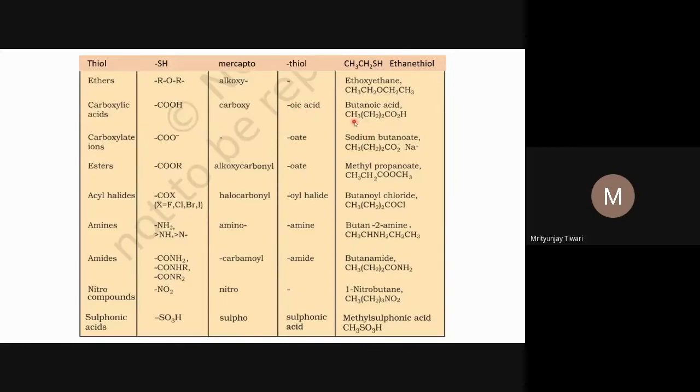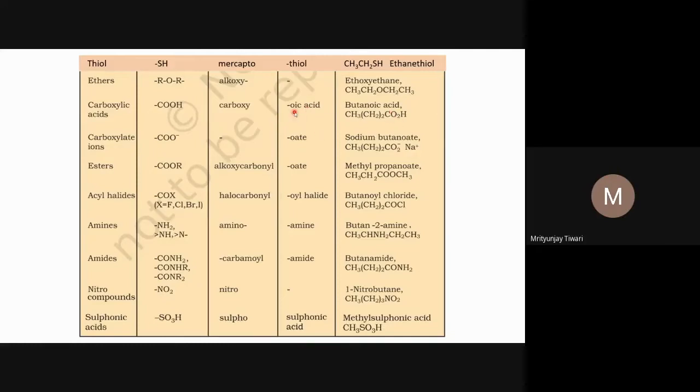Now let's see the example of CH3CH2CH2COOH. This functional group also contains a carbon atom, and this is the terminal carbon atom, so the numbering will start from this carbon atom: 1, 2, 3 and 4. So this is butane, and oic acid for this COOH group. Since the COOH group is the first carbon of the entire chain, we will not show its position. So it is butanoic acid. Since numbering has started from here, the position of this acid is not shown.